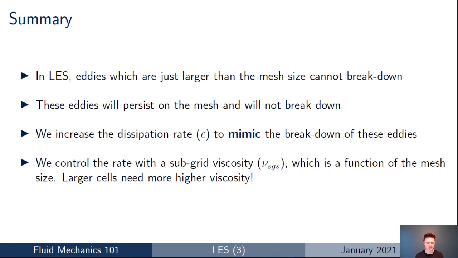That's nu SGS. And at the moment, we haven't said anything about how we're going to calculate this subgrid viscosity. All we know is that it's going to control the subgrid stress, and a larger subgrid stress will break down larger eddies. And the final point to note is that, just by thinking about a fine mesh and a coarse mesh, the subgrid viscosity is going to be a function of the mesh size. And that's very important because larger cells will need a higher subgrid viscosity so that we can break down the eddies that are just larger than that cell, because they're a lot larger.